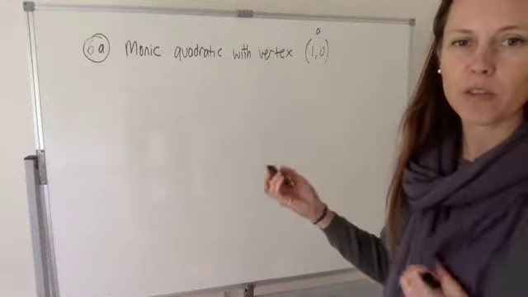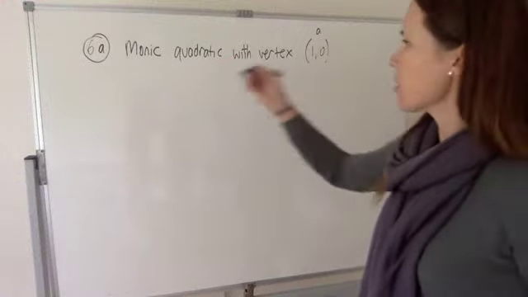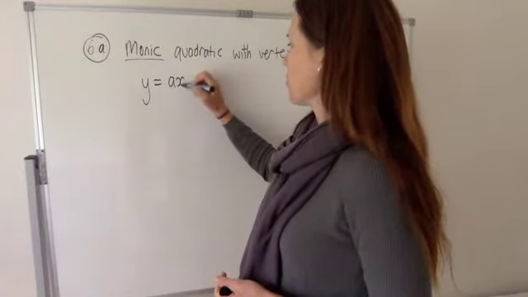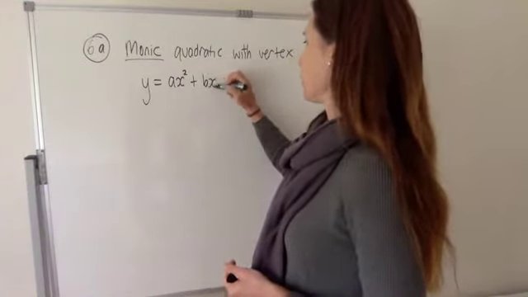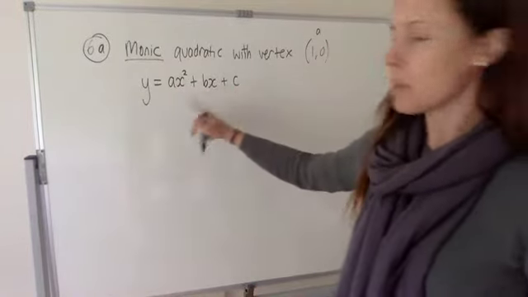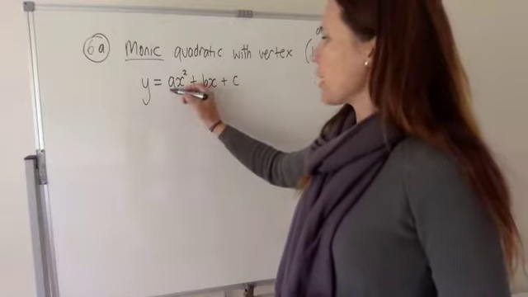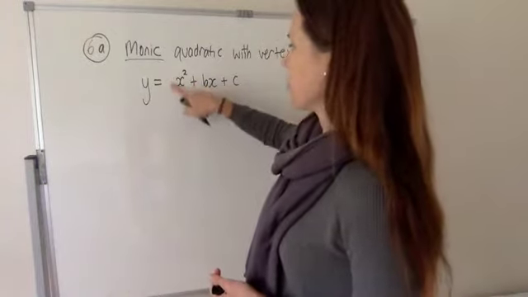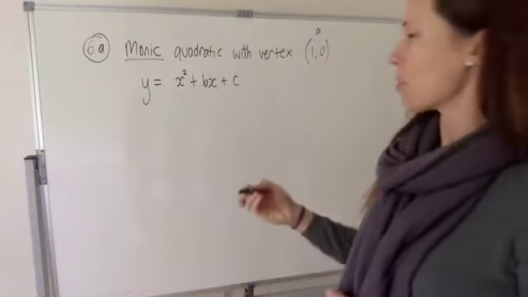Okay, you need the equation of a monic quadratic with this vertex. So monic means that if your quadratic is in this form, which just means some x squareds, some x's and some c's, then monic means that a is 1. So that means we can narrow that down and say it's just x squared. We know that a is 1 in there.